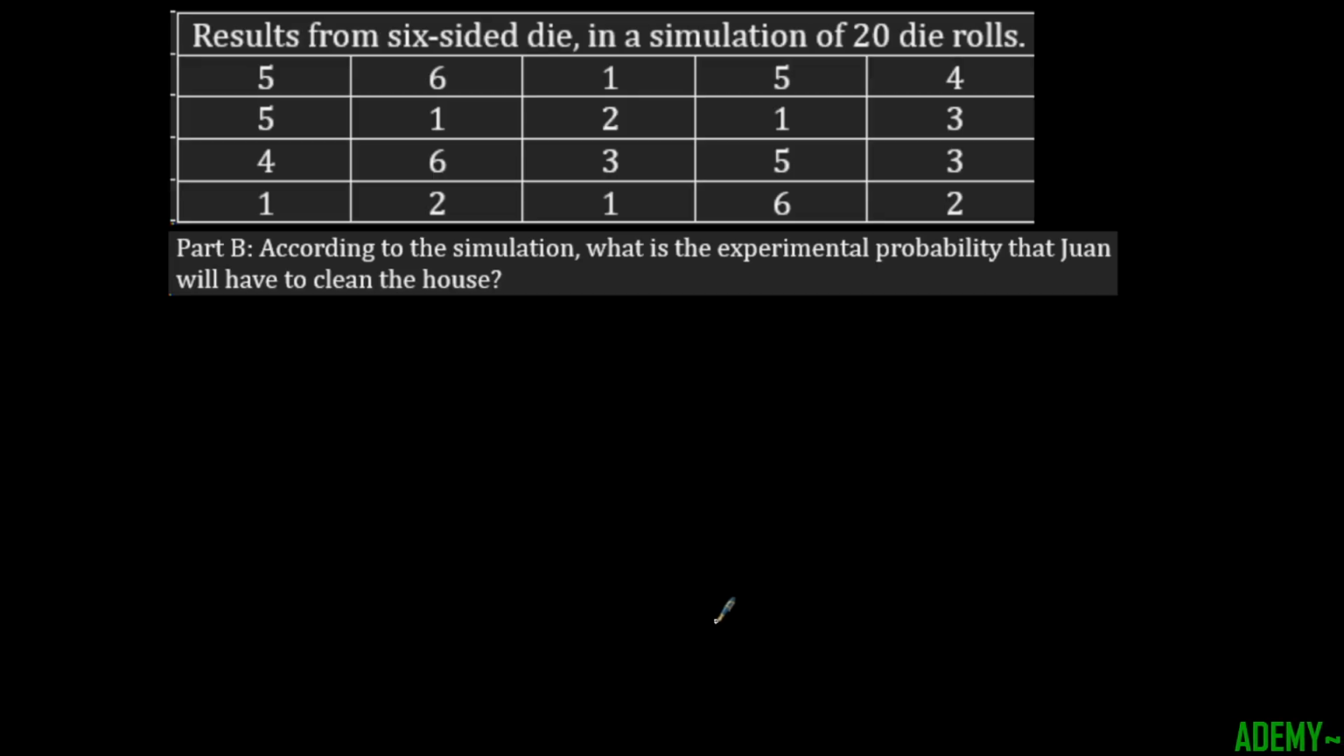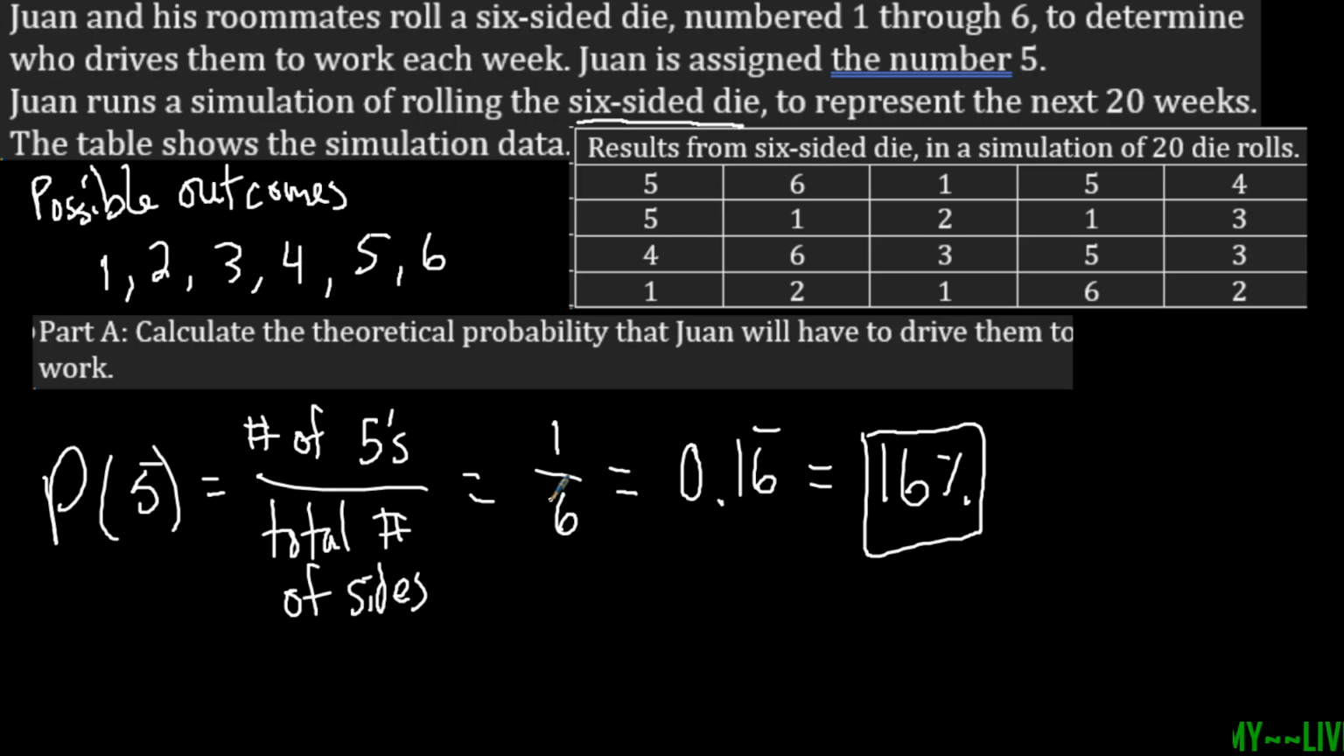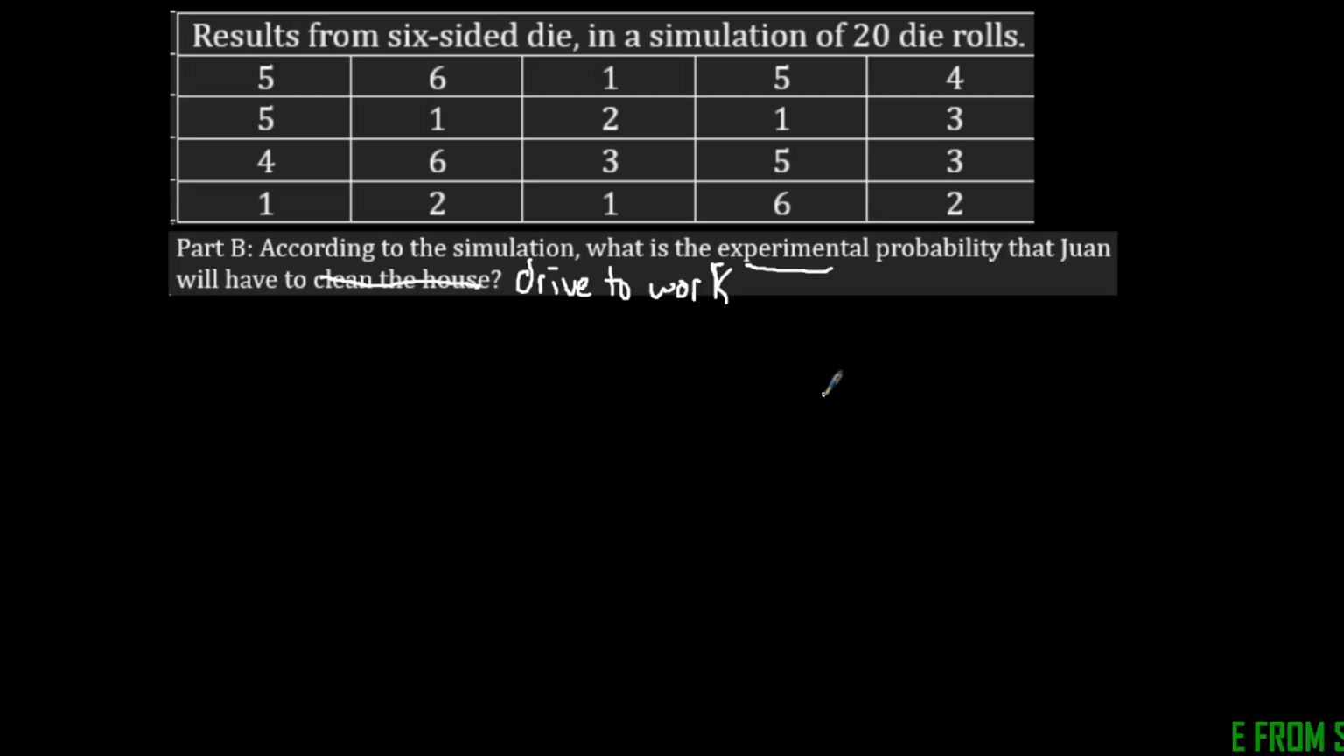All right, moving on. For part B, it says, according to the simulation, what is the experimental probability that Juan will have to clean the house? Or it should say drive to work. Let me fix that. I think that's what it said before, right? Yeah. When it says experimental, it's just saying what actually happened already, so it's just listing the table of results that you have here.